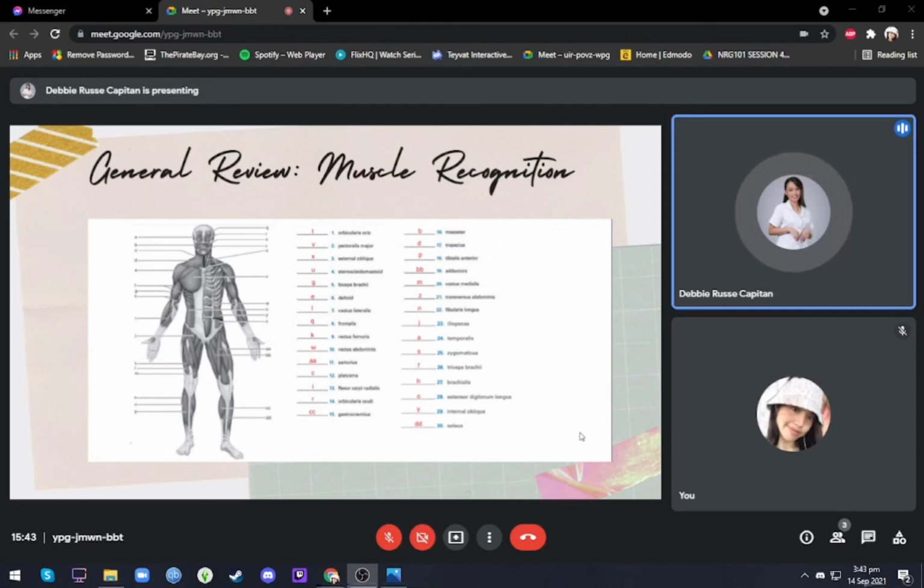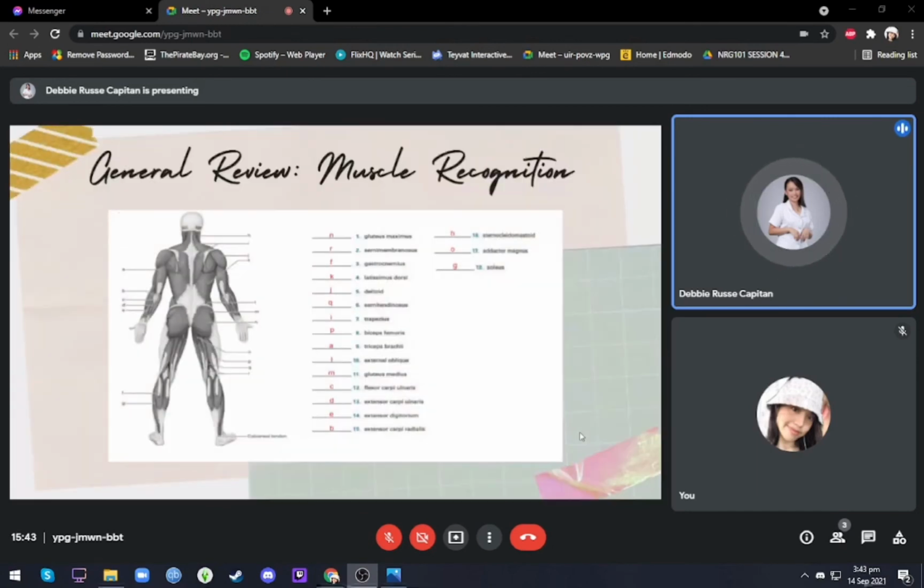is letter R, the gastrocnemius is double C, letter B is our masseter, letter D is our trapezius, letter P is the tibialis anterior, letter double B is the adductors, letter M is vastus medialis, letter Z is the transversus abdominis, letter N is fibularis longus, letter J is iliopsoas, letter A is temporalis, letter S is zygomaticus, letter F is triceps brachii, letter H is brachialis, letter O is the extensor digitorum longus, letter Y is the internal oblique, letter double B is the soleus.